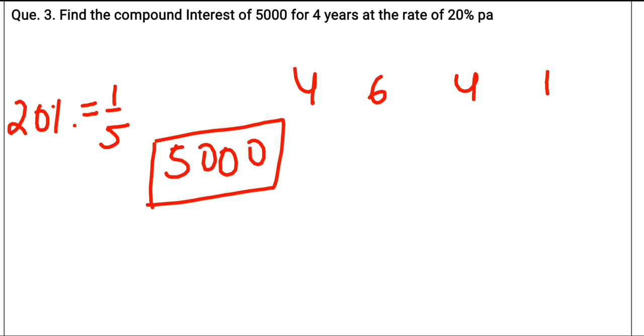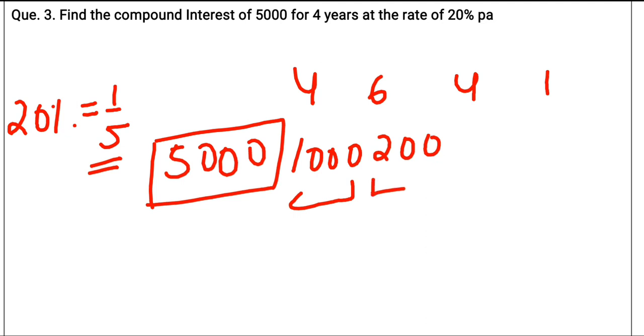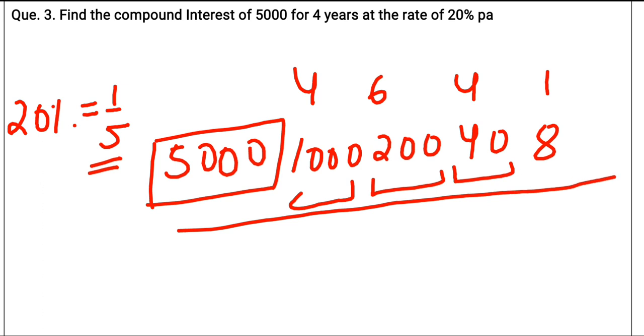Now start dividing. Divide this 5,000 by this 5. So what do we get here? 1,000. Okay, now again divide this 1000 now by 5. What do we get? 200. Now divide this 200 by 5. What do we get? 40. Now divide this 40 by 5. We get 8. Understand?